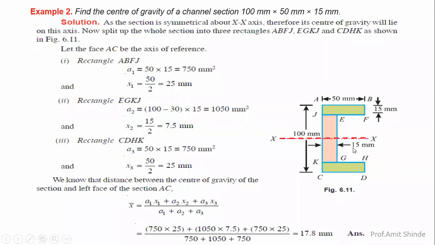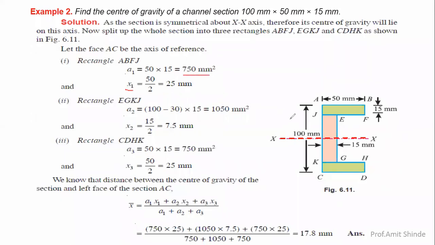Now here there are three rectangles we have considered. First rectangle ABFJ, second rectangle EGKJ, and third rectangle CDHK. This green one has the same size and symmetrical location, that's why we doubled it. The first rectangle has an area of 50 by 15, that's why 50 into 15 you will get 750.